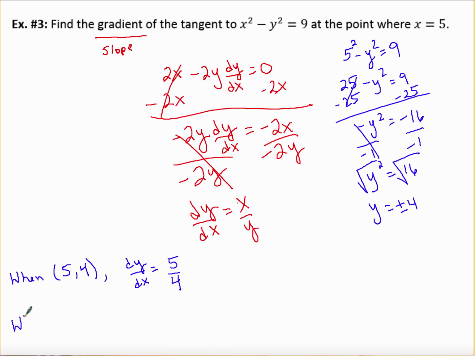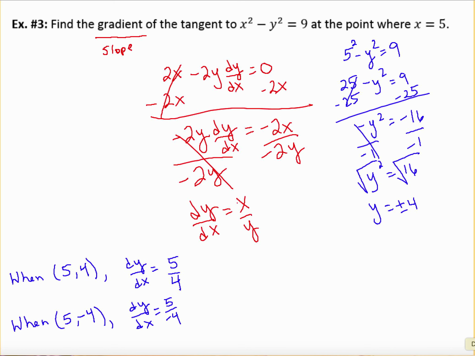But when you're at the point (5, negative 4), your slope, the dy/dx, is going to be 5 divided by negative 4. Like going in the opposite direction. And I will tell you that this caused me some curiosity. Of course, you know what I did next?